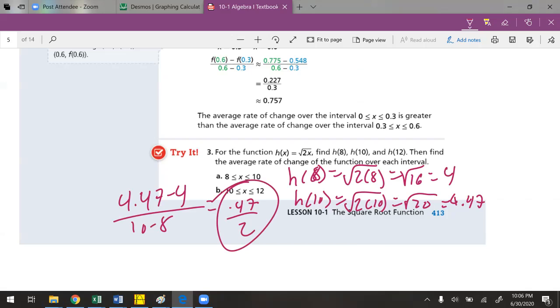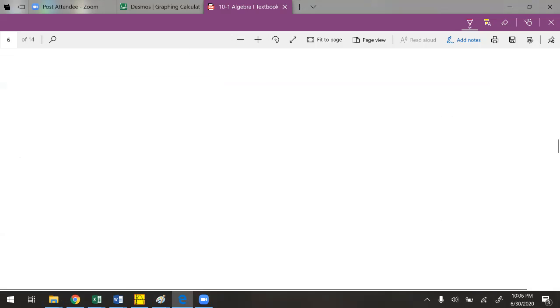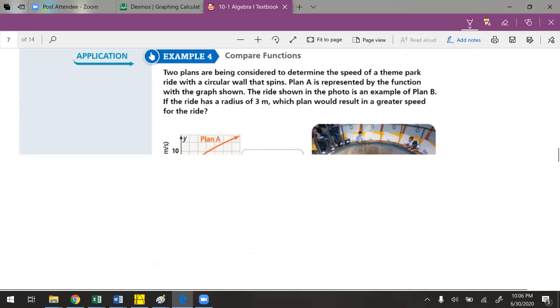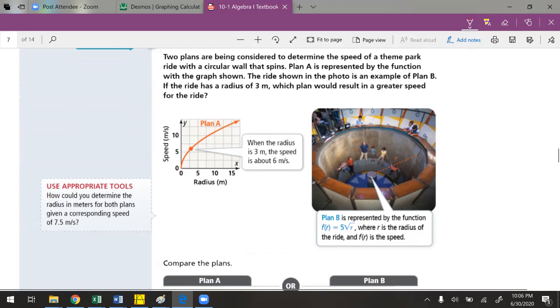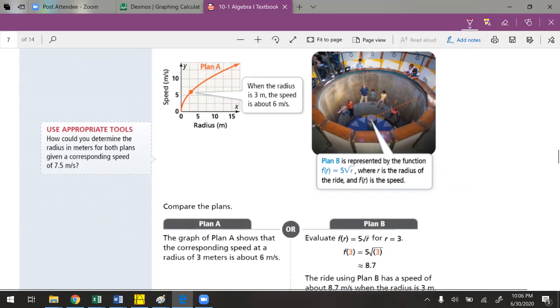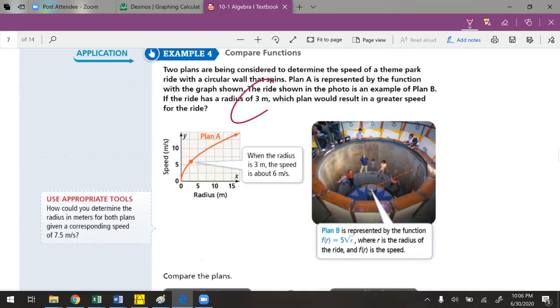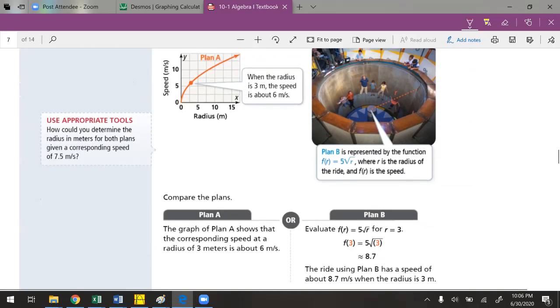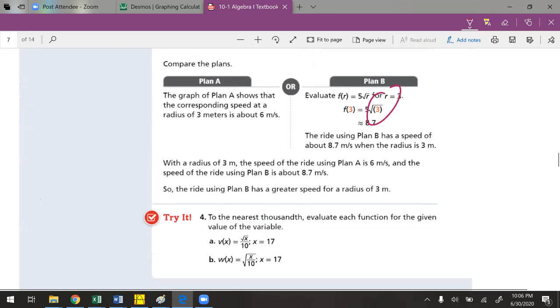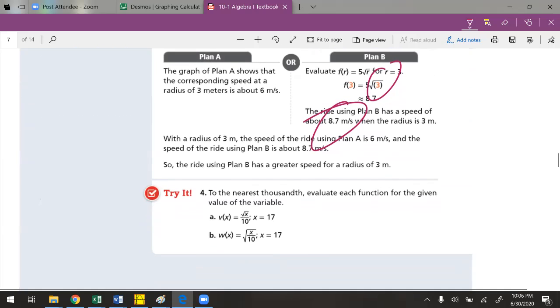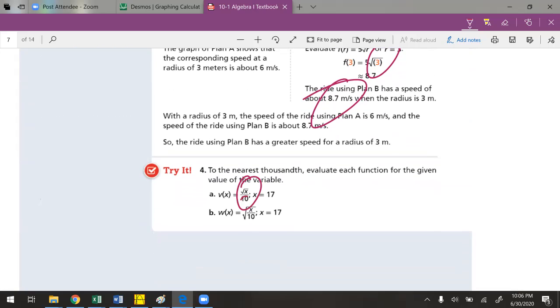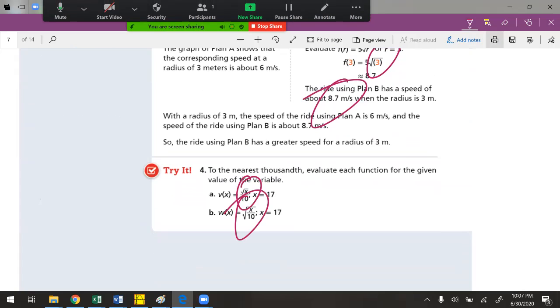For this last one here, very straightforward. All you have to do is plug in the number and then you have your answer. Notice for this question, if the ride has a radius of 3 meters, which plan will result in the greater speed for the ride? Just plug in r for 3 because that's the radius. It's 8.7 meters per second. We're doing the same thing with this. You're just plugging in 17 for x.